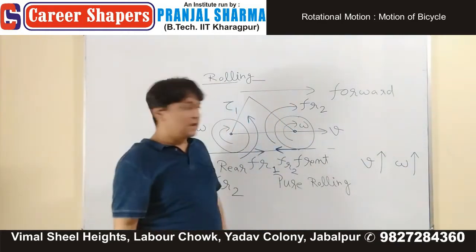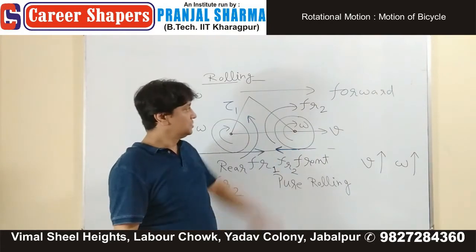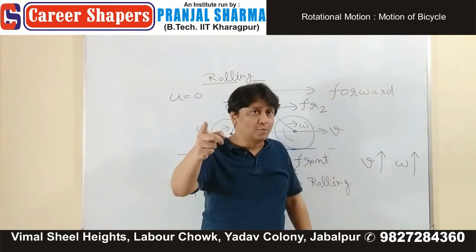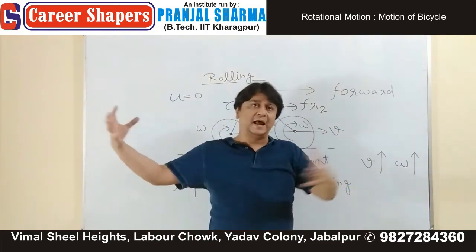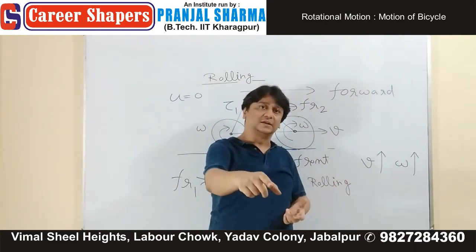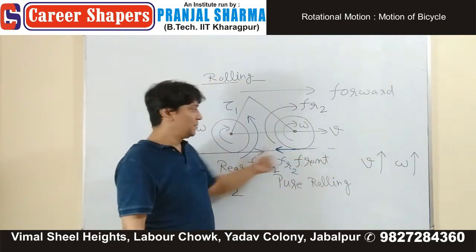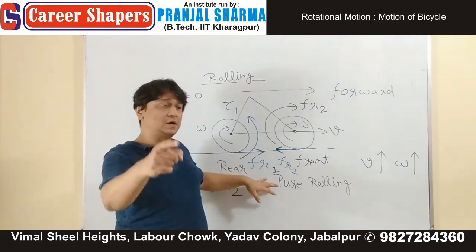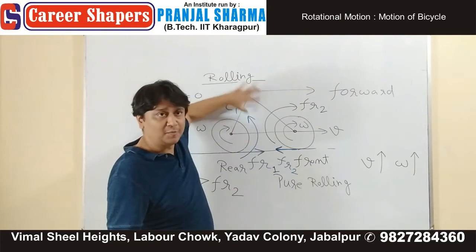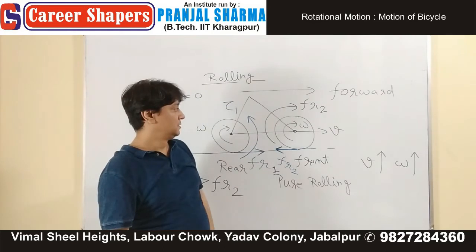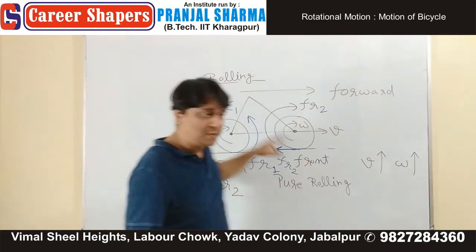But if you talk about ideal situations, you stop pedaling and the bicycle is in what? Pure rolling mode. Which pure rolling mode? When there are no external efforts present on the wheel, on the bicycle. In that case, friction will become what? 0. This is pure rolling in the presence of what? External efforts which are coming from the person who is sitting on the bicycle. Do you understand this motion of bicycle, yes or no?